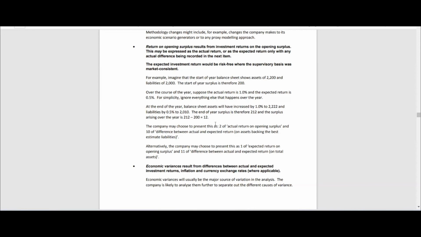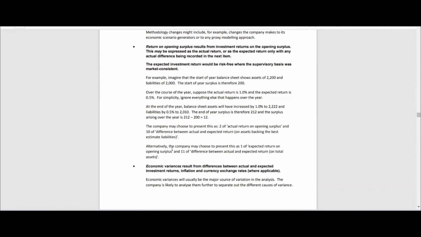How can you bucket this 12 into different segments? Here you see 212 minus 200, which is 12, and this 12 needs to be bucketed into different factors. In this case, there is only a change in the discount rate. As I mentioned, your mortality was 1%, it changed to 6%. You can show the movement from 1% to 6%, but you can also split it between 1% to 5% and 5% to 6%, and that is more transparent.